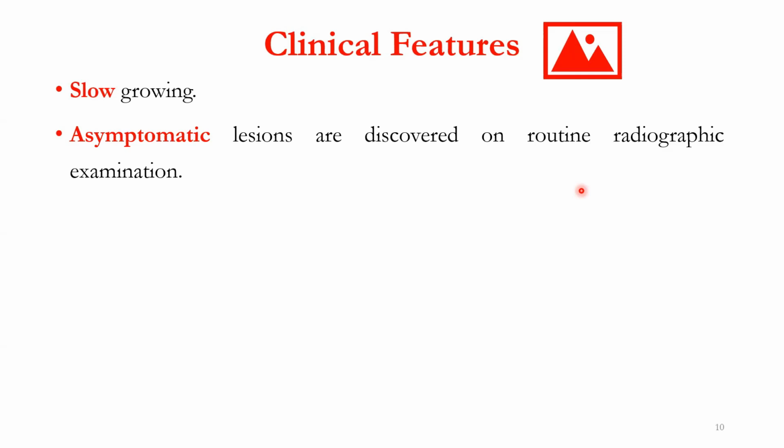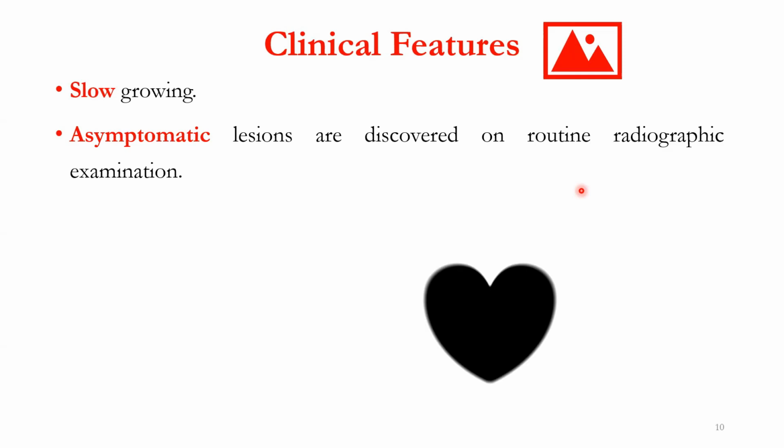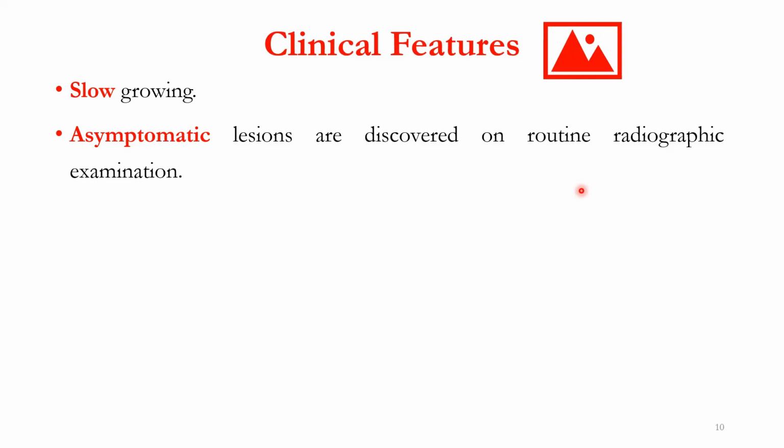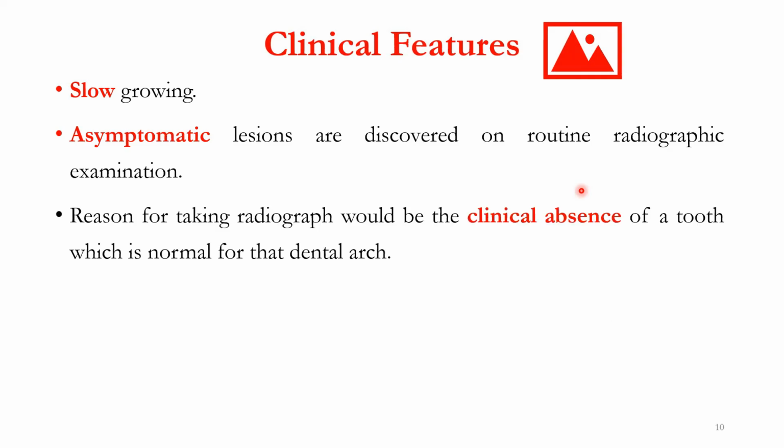So they're asymptomatic lesions, and they're discovered on routine radiographic examination. Suppose the patient has come for some other treatment or with some other problem, and when you take a radiograph, you accidentally discover it. Or the patient might come to you saying that one of his teeth is absent. So that could be a reason for you to take a radiograph and then discover that there is a tumor.